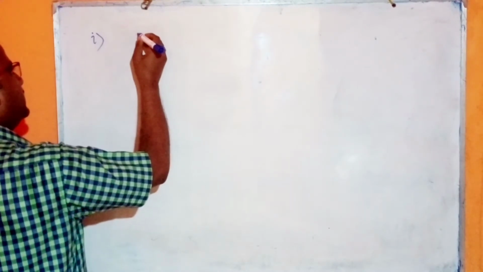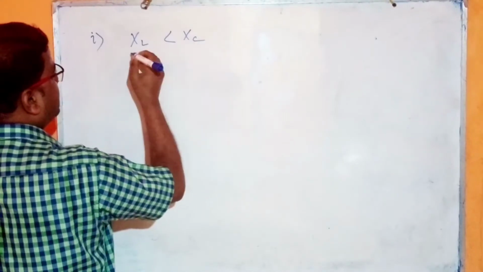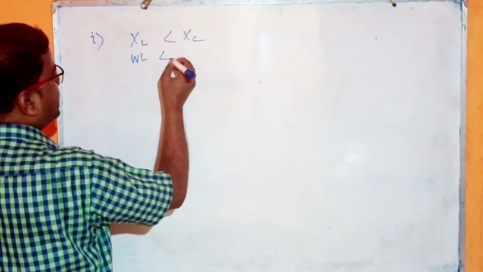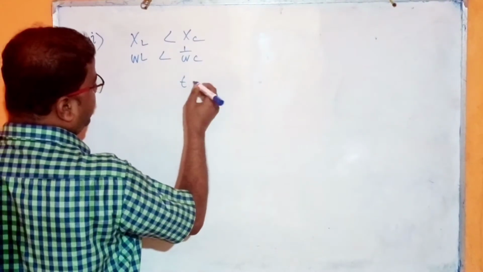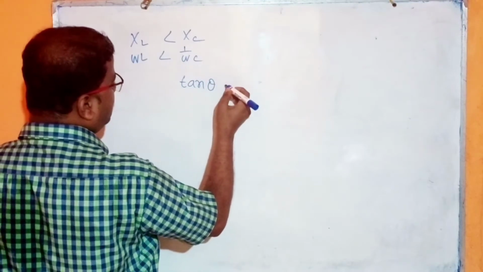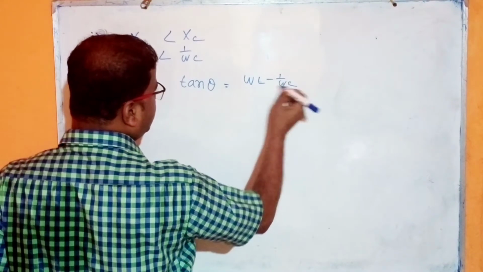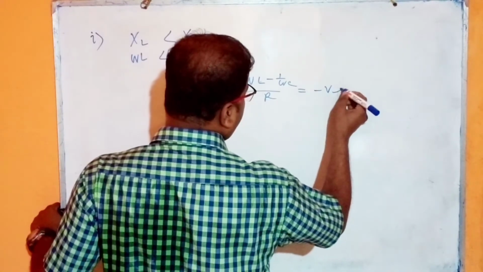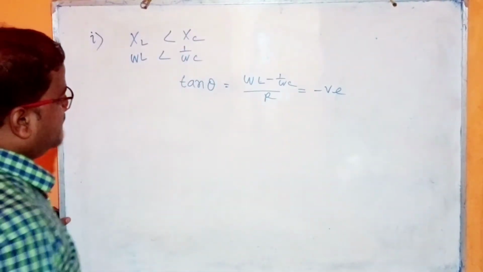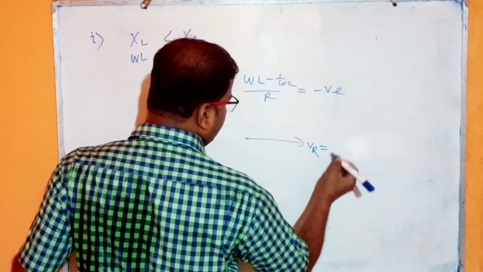Now we see the second condition. XL less than XC, that is omega L less than 1 by omega C. Then tan theta equal to omega L minus 1 by omega C by R. This is negative. What does it mean? Here from the phasor diagram we can conclude.